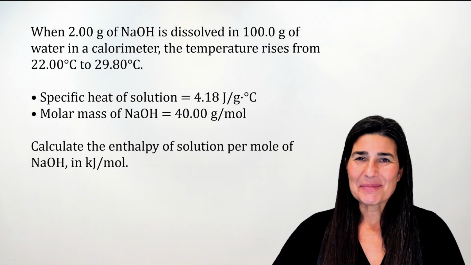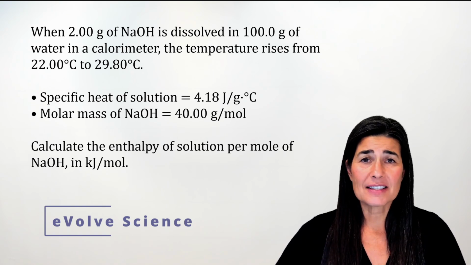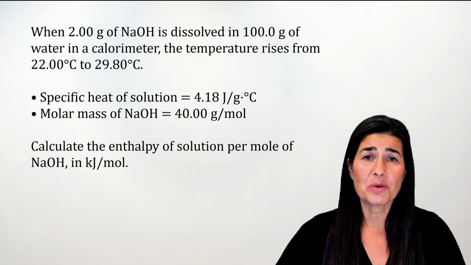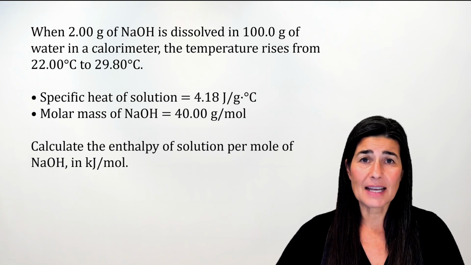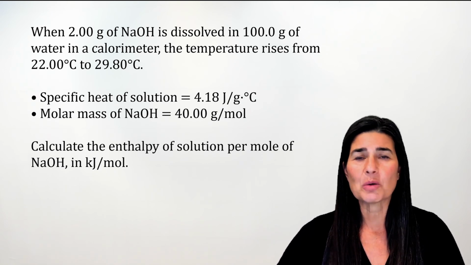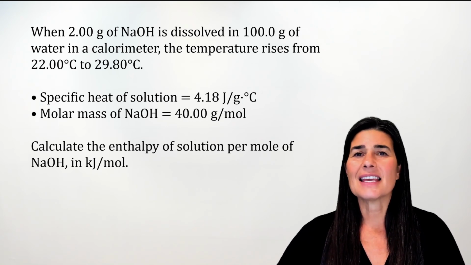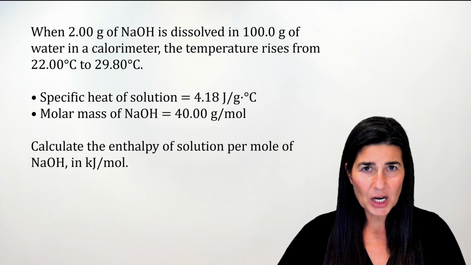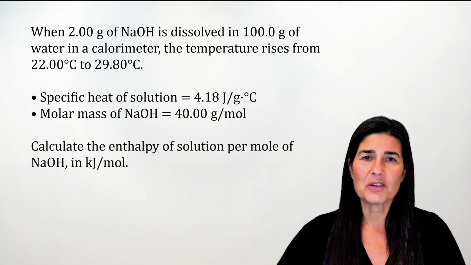All right, let's try this problem. Here they tell us that we have 2 grams of sodium hydroxide that's put in 100 grams of water. That dissolving process causes the temperature to increase from 22 degrees Celsius up to 29.8 degrees Celsius. They'd like us to calculate the enthalpy of dissolution, or the enthalpy for this dissolving process, in units of kilojoules per mole of sodium hydroxide.